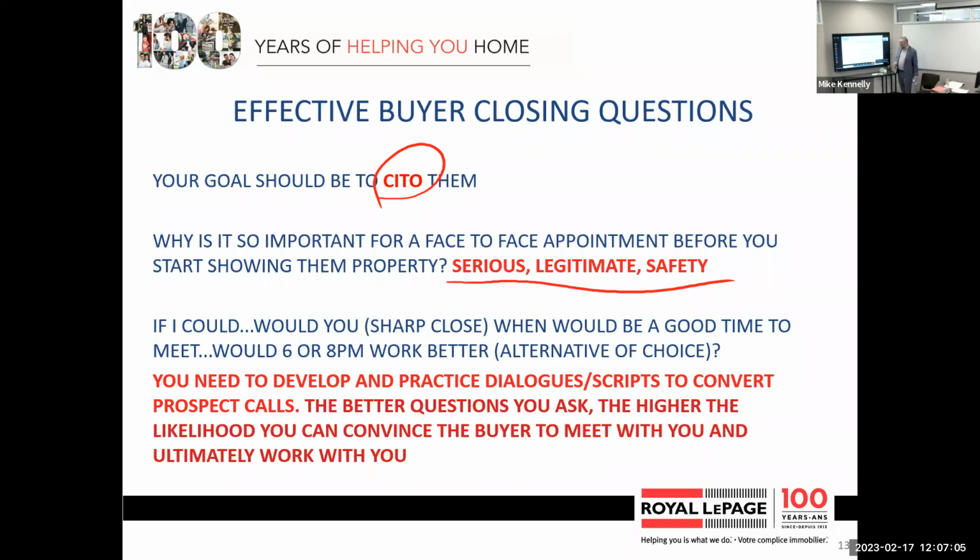I taught you this close last week. The sharp close combined with the alternative choice close. This is how you book an appointment with people. You can do this for sellers as well. So it'd be like, hey, Najee, if I could show you how I could find you the perfect home in the least amount of time, would you be interested in hearing more about that? Absolutely. Perfect. Najee, what would be a good time to meet? Would tonight at 6 o'clock work or tomorrow at 7 o'clock work better for you? Tomorrow at 7. Perfect. I've put you in. If you have to change, please give me a call.